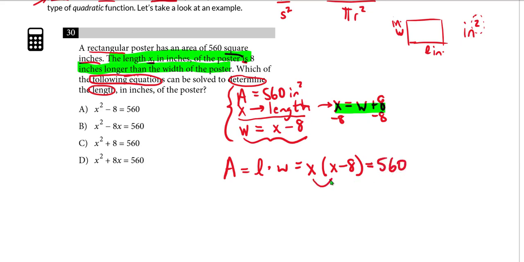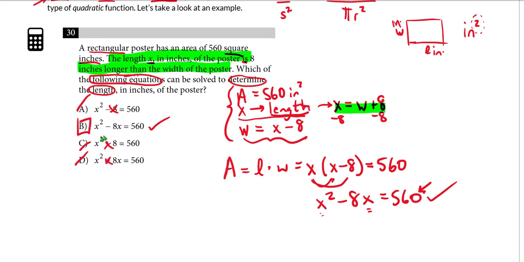Well, all we got to do now is distribute. x times x is x squared. x times negative 8 is negative 8x, which equals 560. It looks like that equation right there could be solved. That is a quadratic equation that could be solved for x, and we would have the length of the poster. So x squared minus 8x equals 560 is what we need. x squared minus 8x, that looks good. The other choices don't match, and we are done.